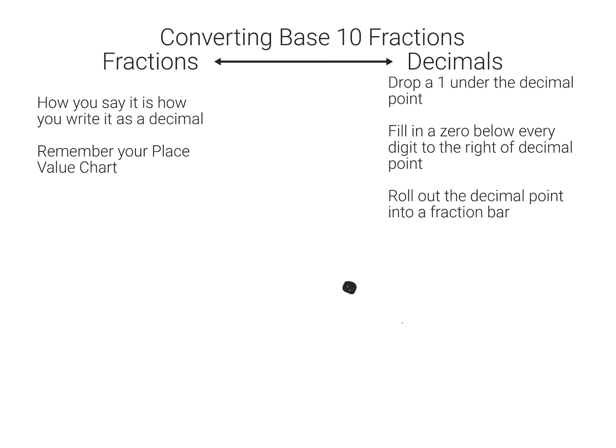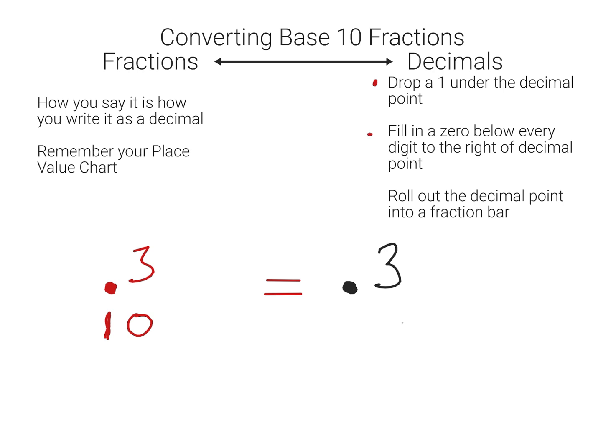So we'll begin with 0.3. So the steps that you're going to follow are the following. First, drop a 1 underneath the decimal point. So I'm going to rewrite this over to the left. There's my decimal point, and there's my 3. Okay, so underneath the decimal point, after I rewrote it, there's a 1. Drop a 1 underneath the decimal point. Next, fill in a 0 below every digit to the right of the decimal point. So I only have 1 digit to the right, so I only need 1 zero.